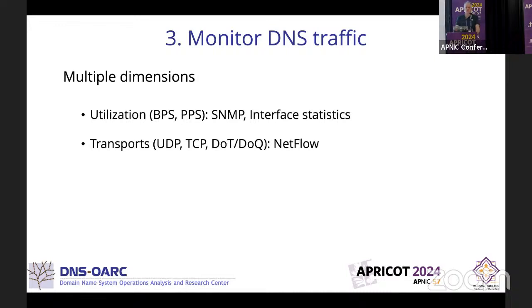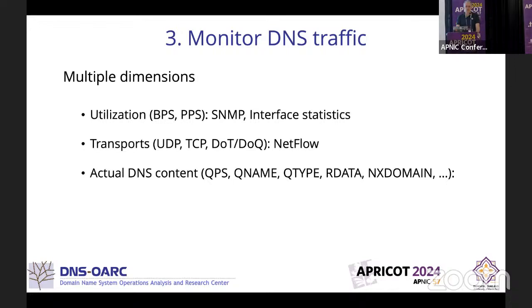You could go a little bit deeper and say, using something like NetFlow, you could look at the transports. You'd know if you were doing TCP on 53 or UDP, or if you were doing DoT, that's 853 TCP, or DoQ, that'd be 853 UDP. So you'd have an idea of what kind of traffic you have, but you still don't have visibility into the actual DNS data.